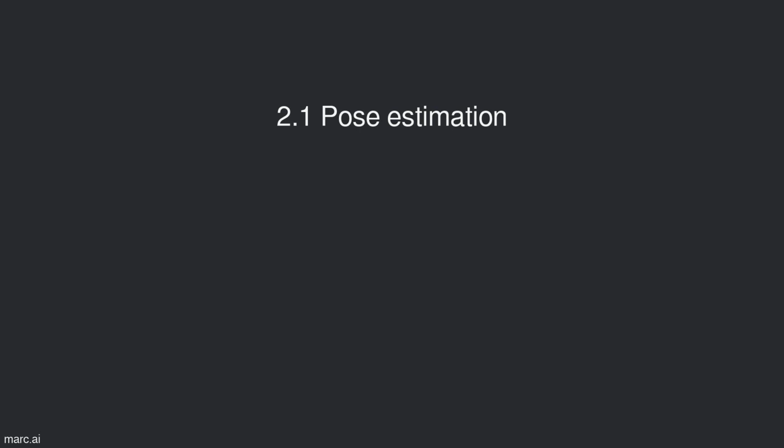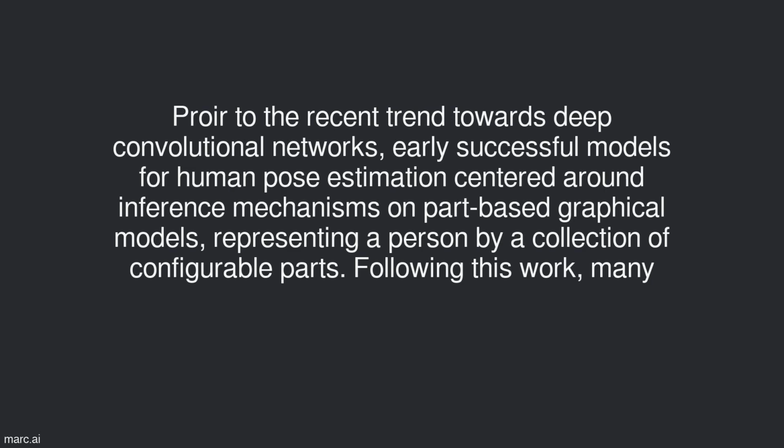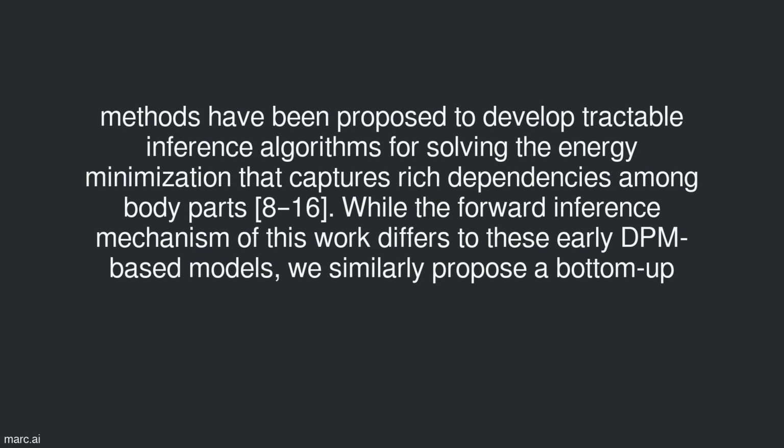2.1 Pose estimation. Prior to the recent trend towards deep convolutional networks, early successful models for human pose estimation centered around inference mechanisms on part-based graphical models, representing a person by a collection of configurable parts. Following this work, many methods have been proposed to develop tractable inference algorithms for solving the energy minimization that captures rich dependencies among body parts [8 to 16].